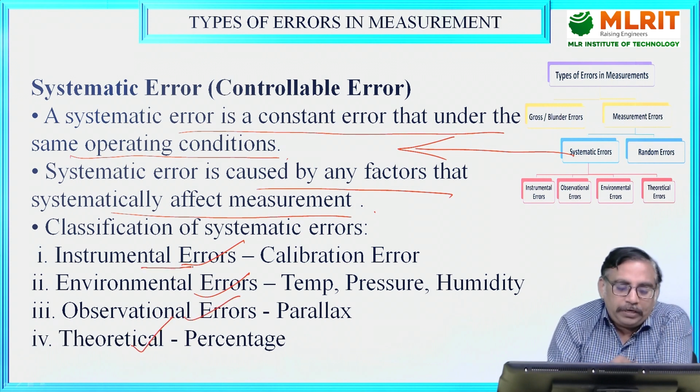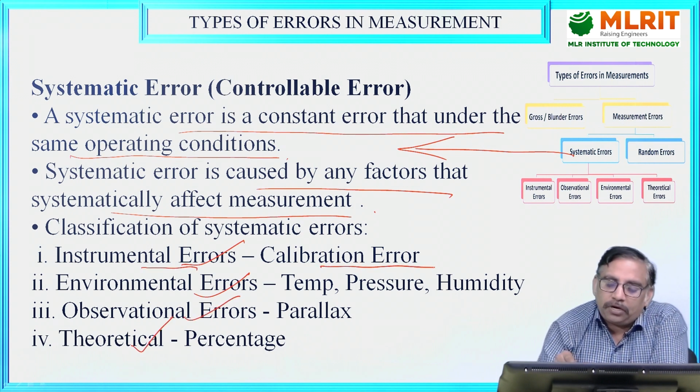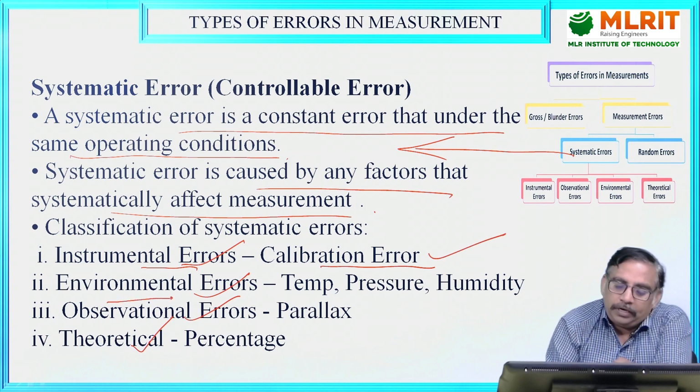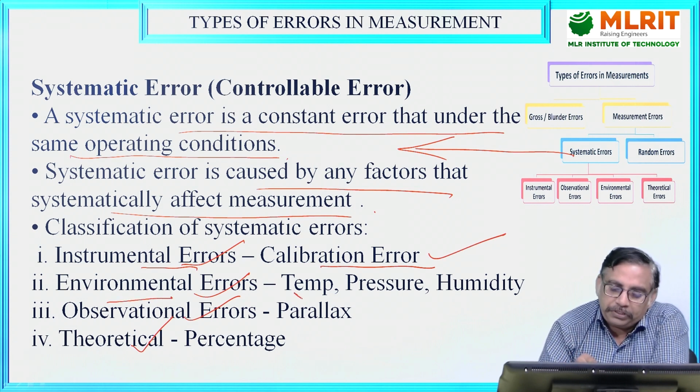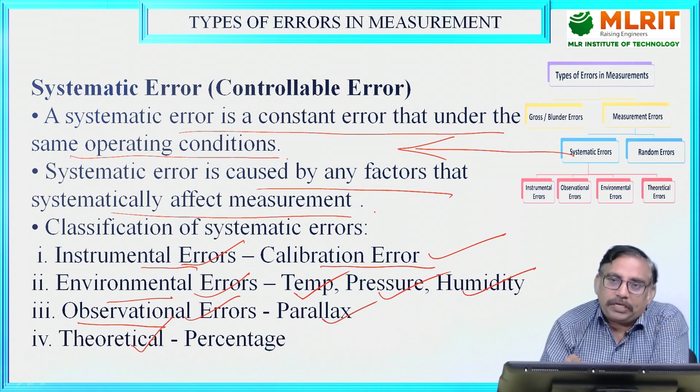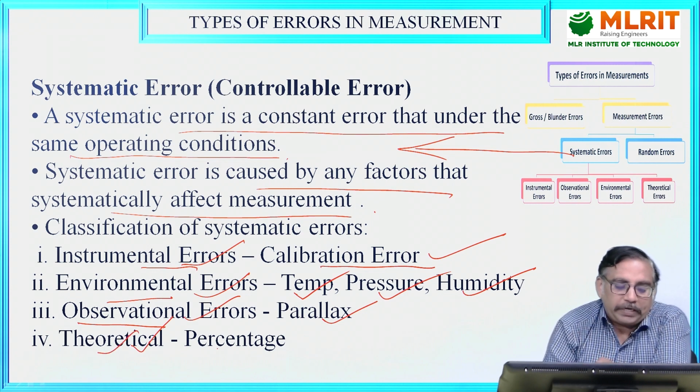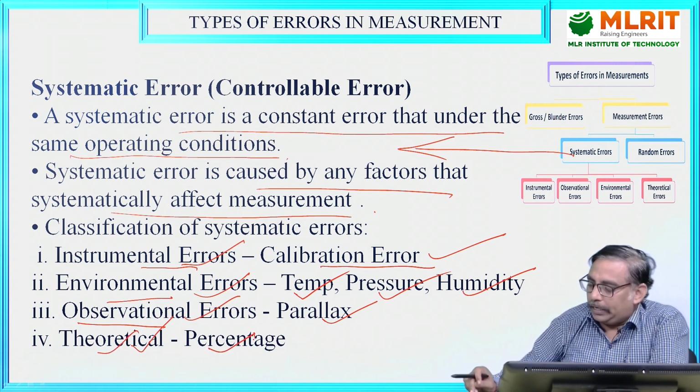In instrumental error, it may be a calibration error of the particular instrument. Environmental error, as I said, involves the environment, which consists of temperature, pressure and humidity. Observational error is parallax error, that is visual angle. Theoretical error is the percentage of error being made.